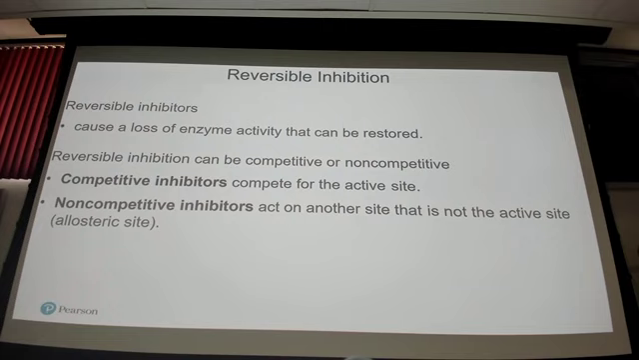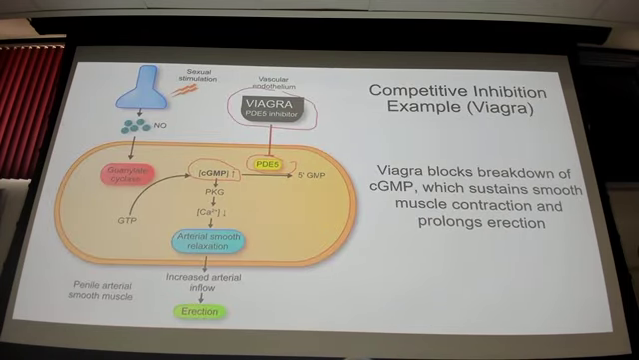So we're gonna go over some slides. This slide is not testable. This is just providing context to a competitive inhibitor. And so that competitive inhibitor is Viagra. I'm just showing you the mechanism of action, and hopefully this helps in understanding how competitive inhibition works. So what happens is Viagra inhibits phosphodiesterase 5 enzymes. That enzyme is responsible under normal conditions for breaking down cyclic GMP.